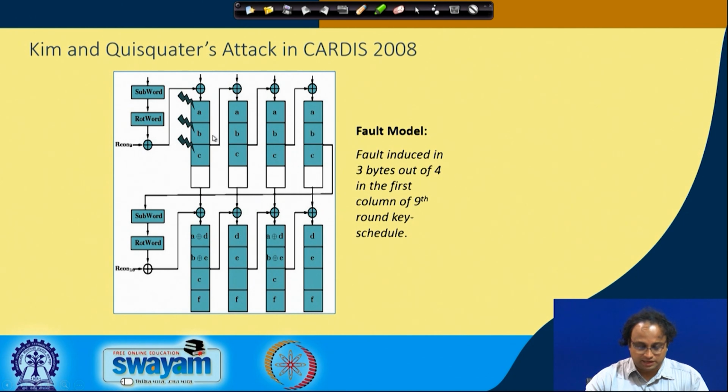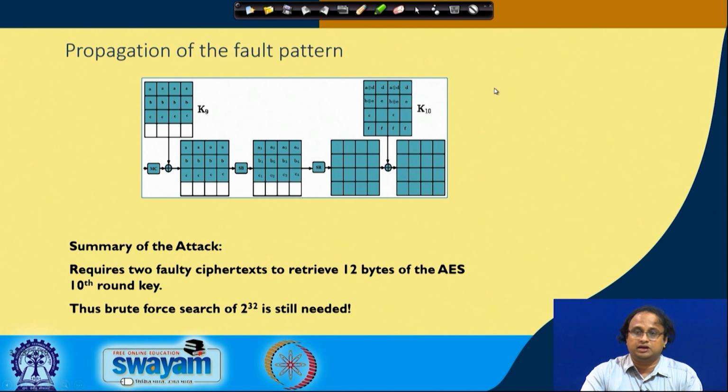You consider the AES key, and imagine that you corrupt the first column of the 9th round key schedule. As you can see, these 3 bytes are corrupted in a random way. Because of the key scheduling of AES, this fault propagates, and likewise 3 bytes get corrupted here. If you consider the next key, you will see that the entire round key is now corrupted in the 10th round key, and these keys are now mixed with the original data path.